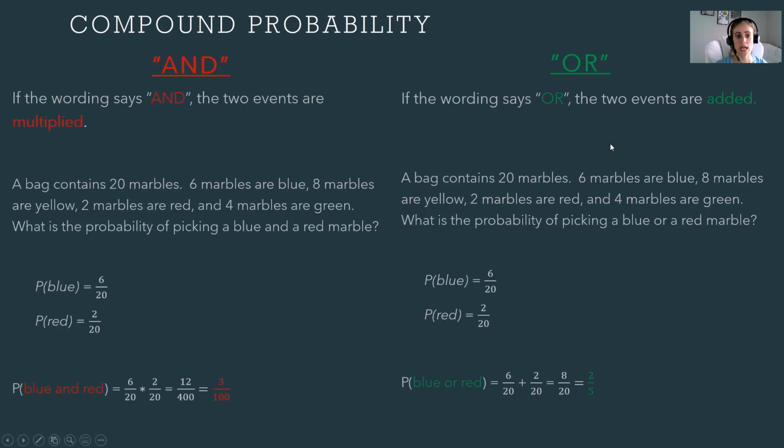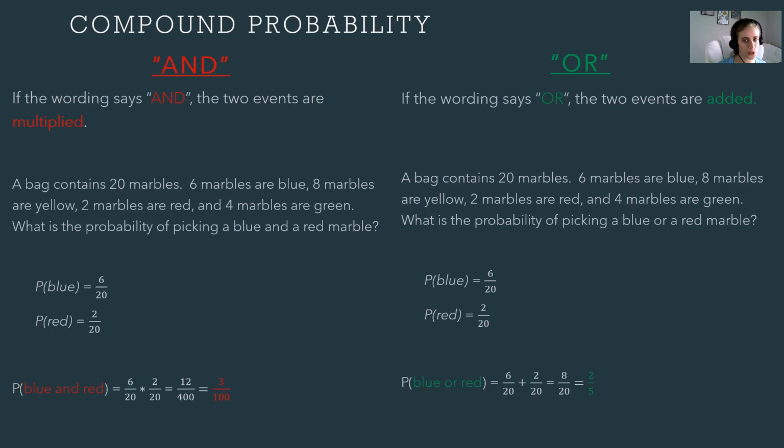The other version is an OR statement. That is when you are picking one or the other. When that happens, you add your two probabilities together. So if we have a bag of marbles and I want to know what the chances are that I pick a blue or a red, we have our individual probabilities and those are added together to get our compound.